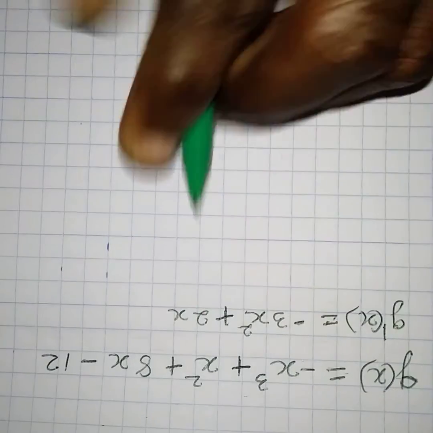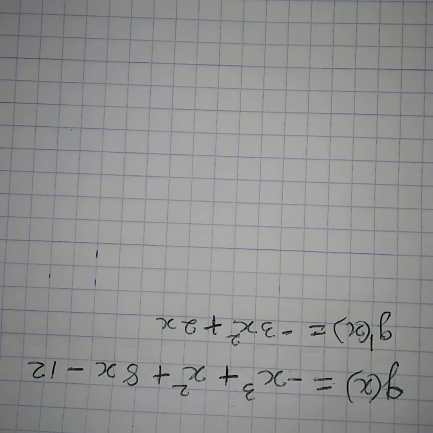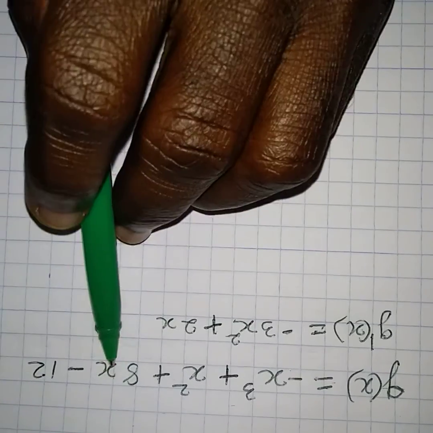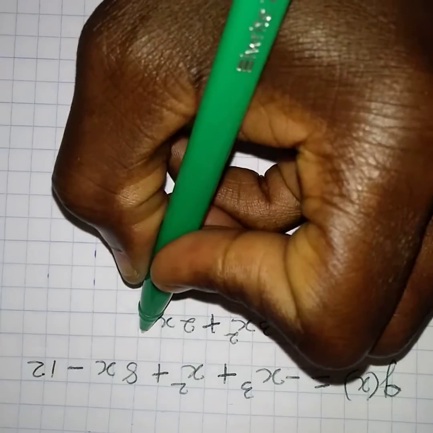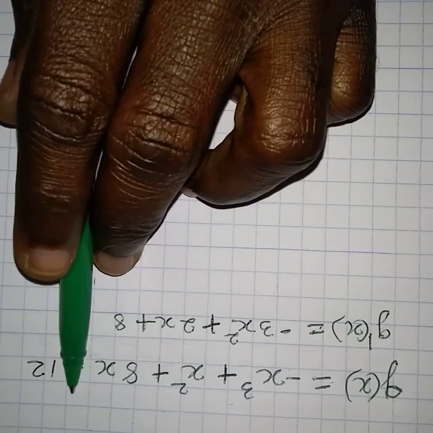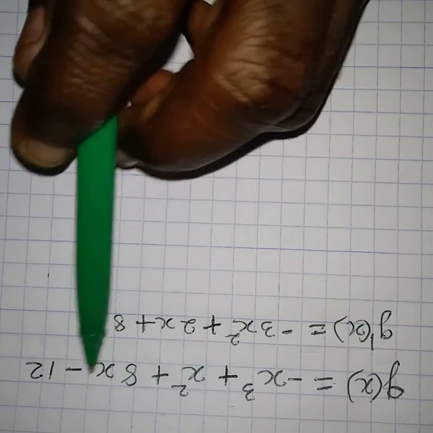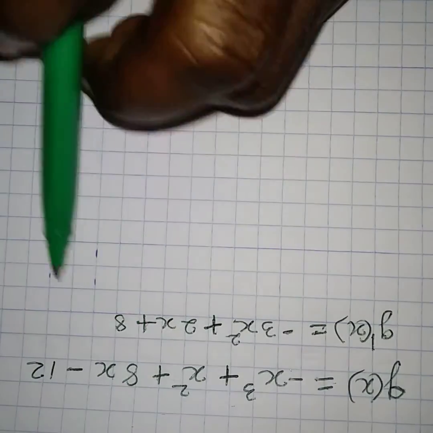And then from the power, we subtract 1. So what will be left is 1. So x has a power of 1. We are here again where x has a power of 1. So 1 times 8 will give us 8. Now 1 minus 1 will give us 0. So x has a power of 0. So the answer becomes 1. 1 times 8 is 8.